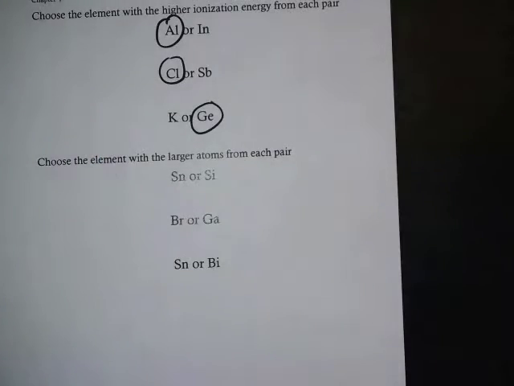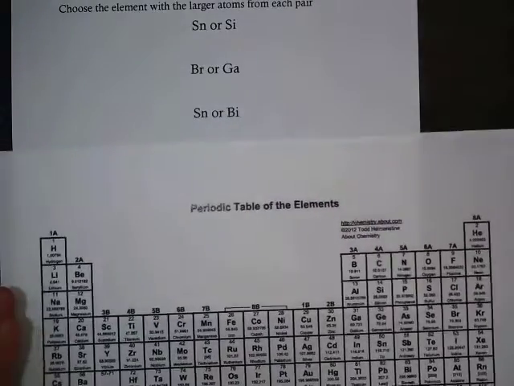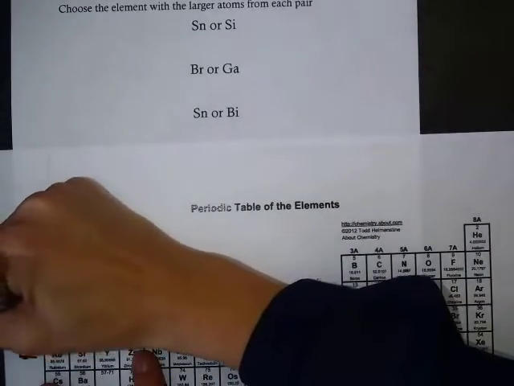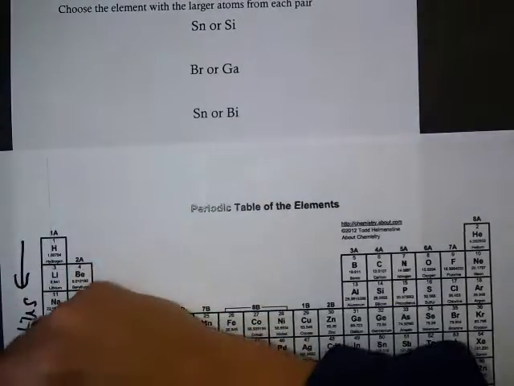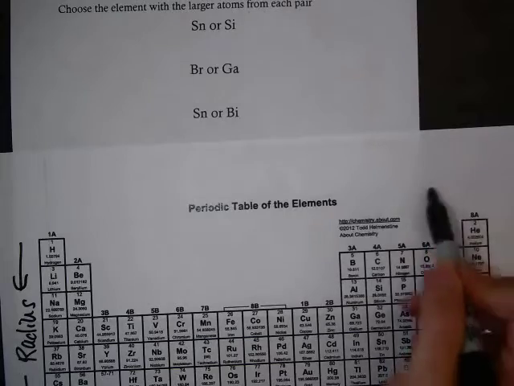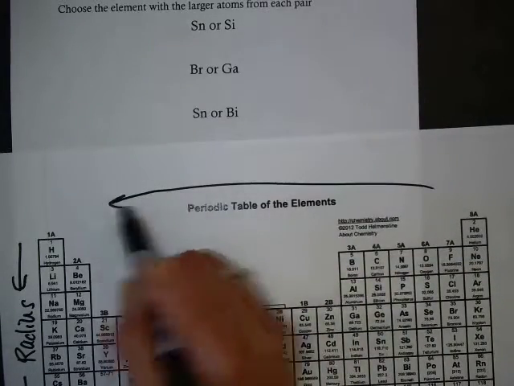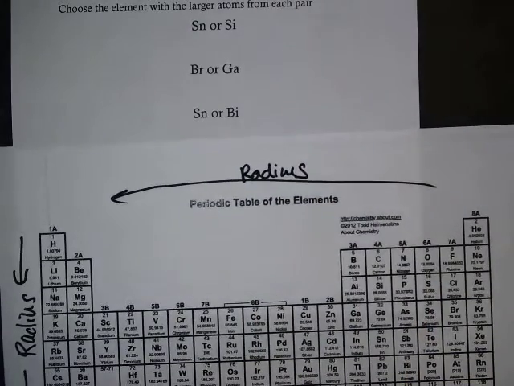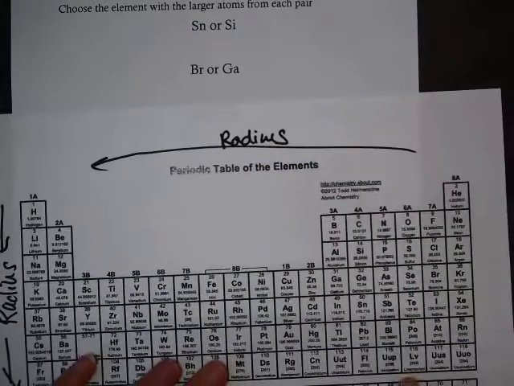For radius, the larger atom of each pair. So radius increases as I go down the periodic table because we're just adding more and more bigger orbitals, but it decreases as I go to the right or increases as I go to the left, and that's because when we don't add orbitals but we just add electrons, they get attracted to the nucleus a little bit more.